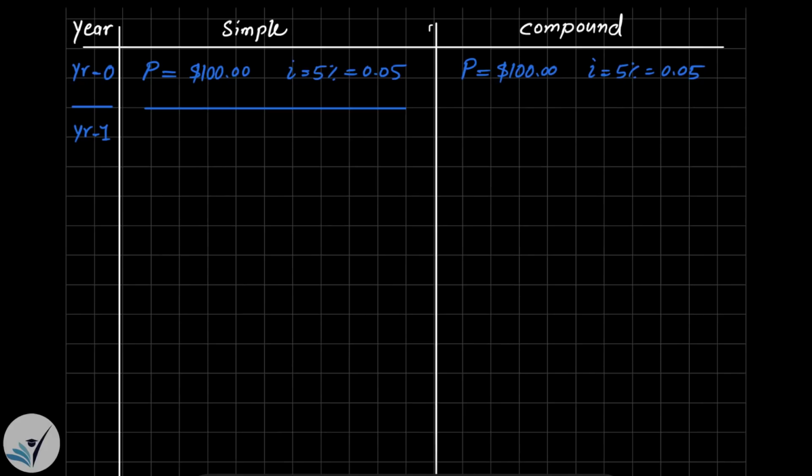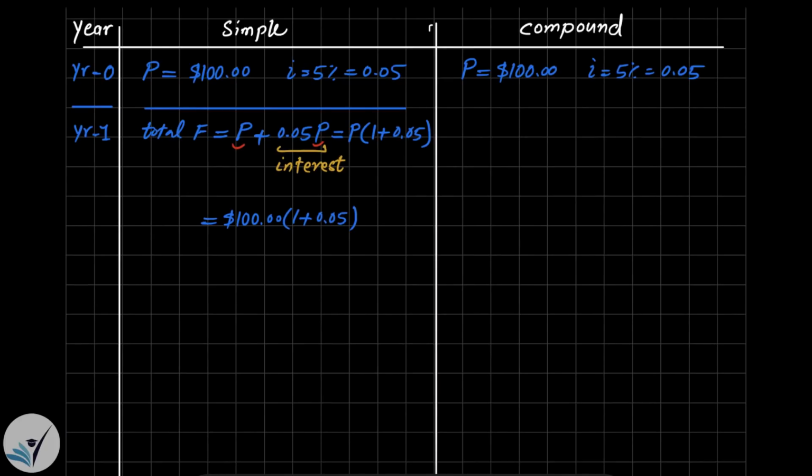in case of simple interest, the total money F equals the principal plus the interest, which is 5% of the principal. So this term here is the interest. And if we factor out the common term P here, we're going to get P times 1 plus 0.05. So assuming P is $100, the total money would be 100, open parenthesis, 1 plus 0.05, close parenthesis, and if you do the math, you're going to get 105.